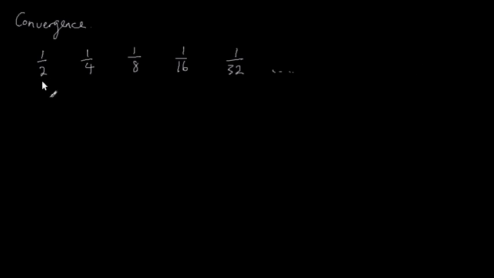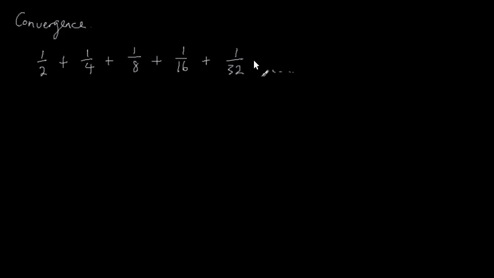Now I want to think about adding up all these numbers. If I add half to 1/4, my answer would be bigger than half, of course. If I add the next number, I'll get a bigger answer. If I add this one, my answer would get bigger. So that's obvious. If I keep adding numbers, my answer would get bigger and bigger.